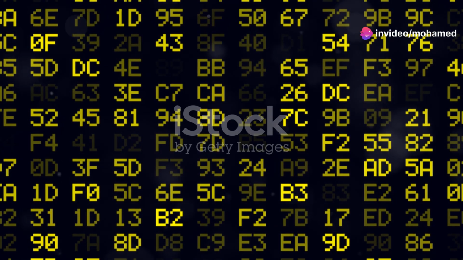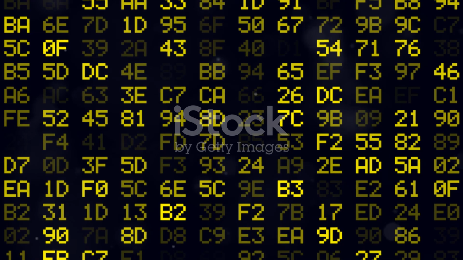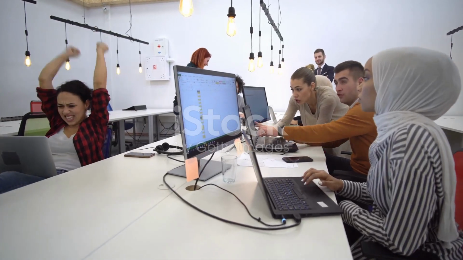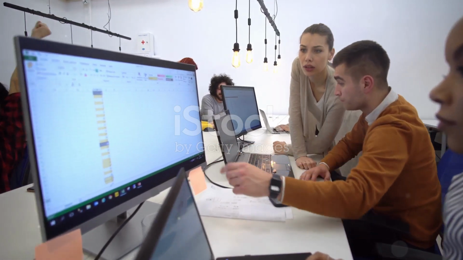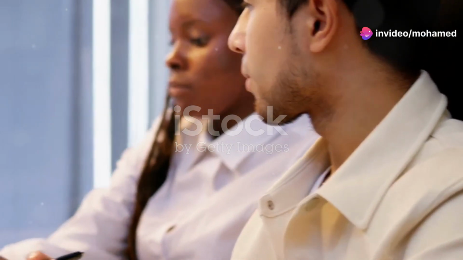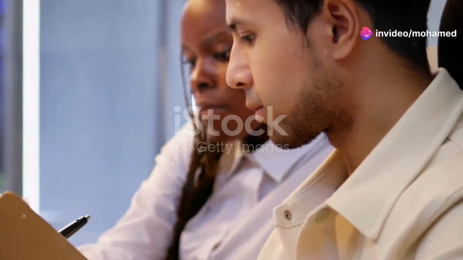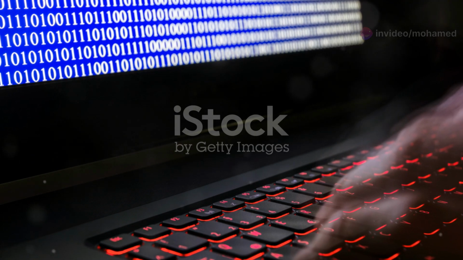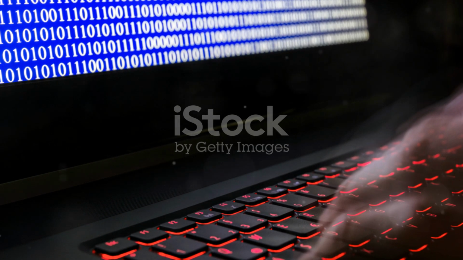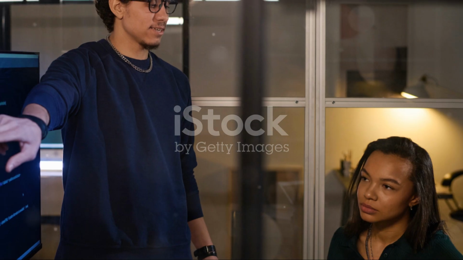There are several types of literals in C. Numeric literals include integers like 100, floating point numbers like 3.14, and even hexadecimal numbers like 0xa. Character literals are single characters enclosed in single quotes like 'A'. And string literals are sequences of characters enclosed in double quotes like "hello world".